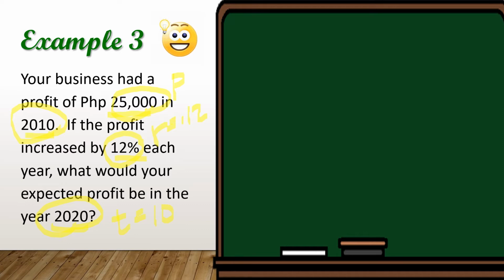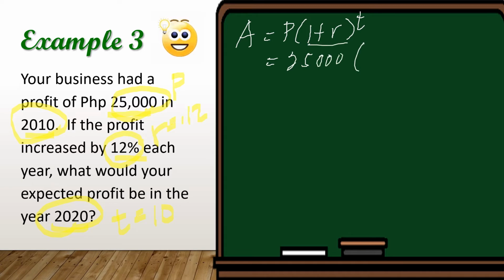Now, let us solve using the formula. A is equal to P times 1 plus R raised to time. P is equal to 25,000 times 1 plus R is 1 plus 0.12. This is 1.12. And then raised to time, which is 10. Now, let us solve.